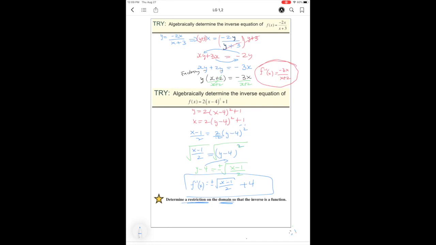Now if I wanted to restrict this domain, so the inverse is a function, you look back at the original, remember the domain is the x, and you can say it's everything greater than the opposite of negative 4, which is 4. Or you can say everything less than. Doesn't matter.